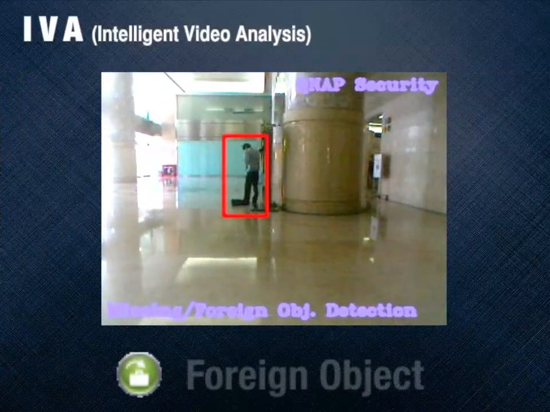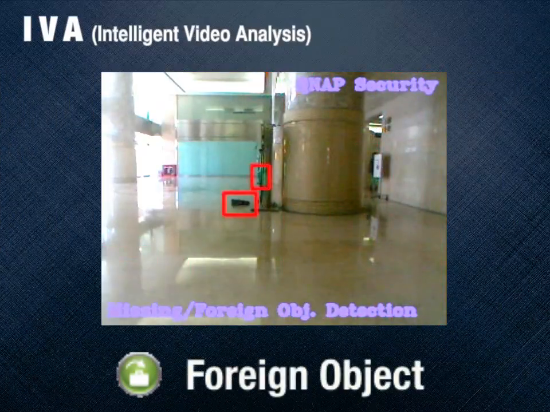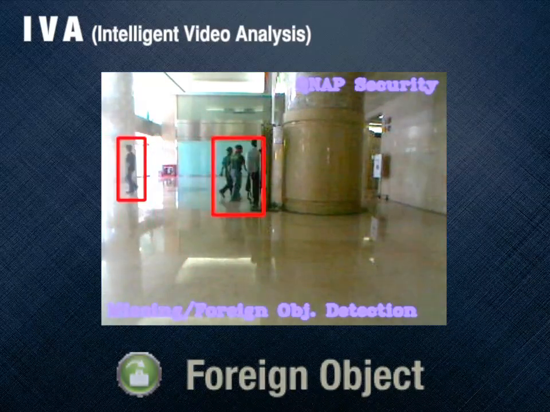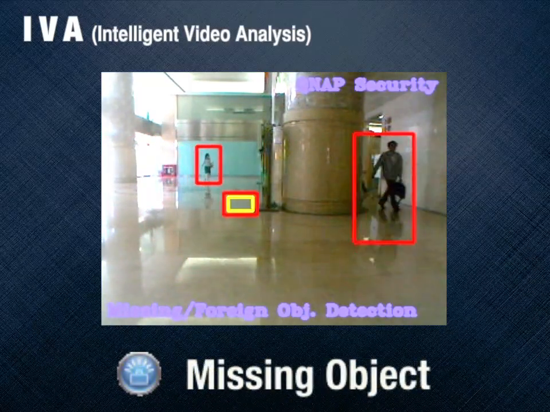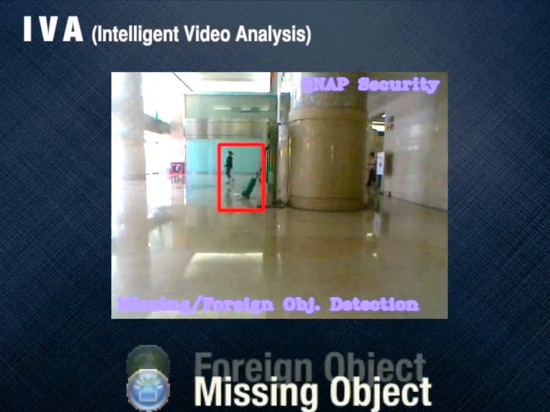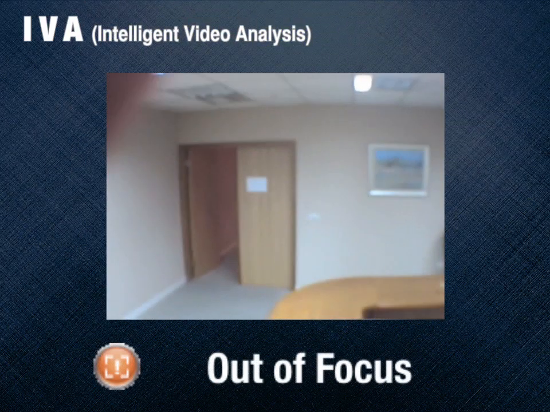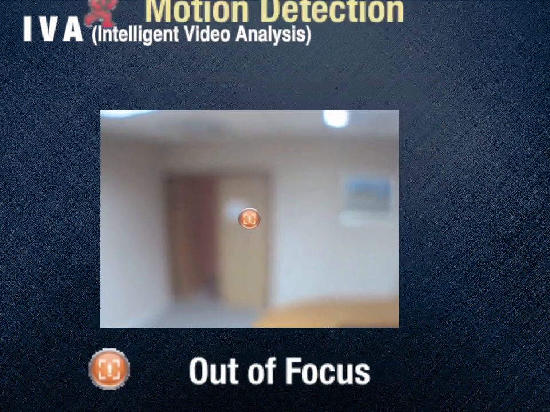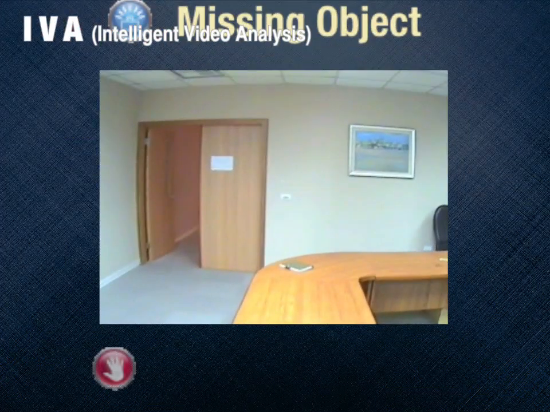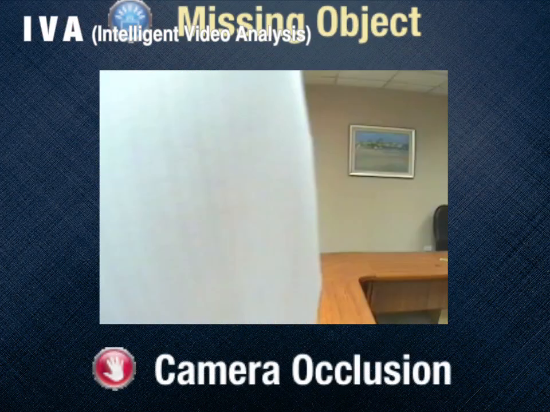Detect new objects. The foreign objects are highlighted in yellow brackets. Detect missing object in the video. The area of the missing object are highlighted in yellow brackets. Detect if the IP camera is out of focus. Detect if the IP camera is obstructed.